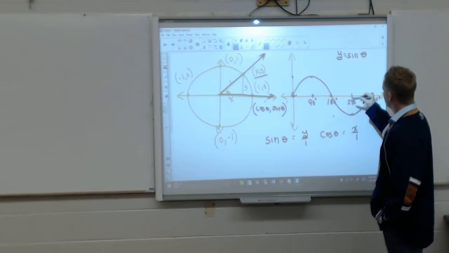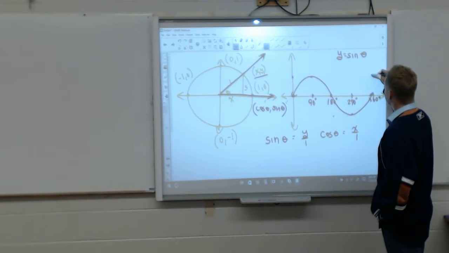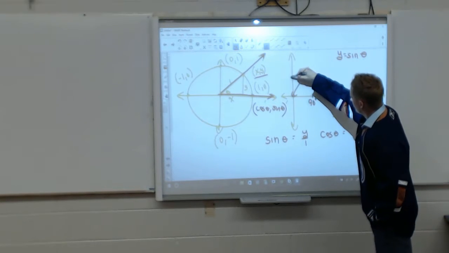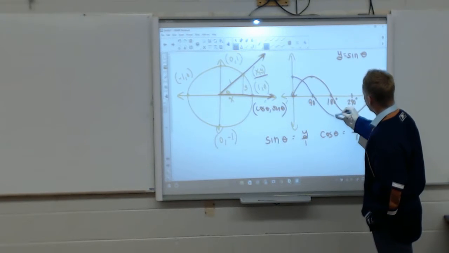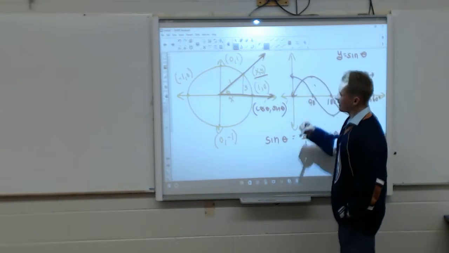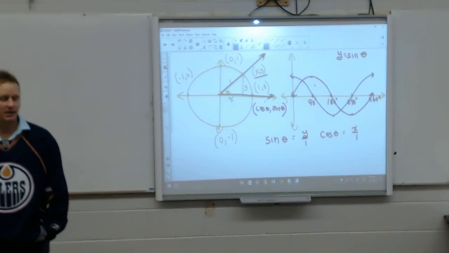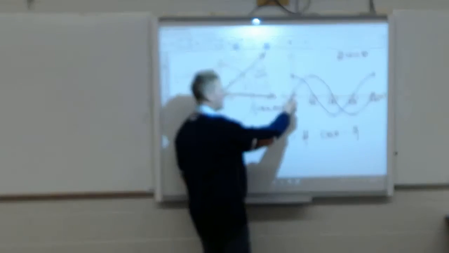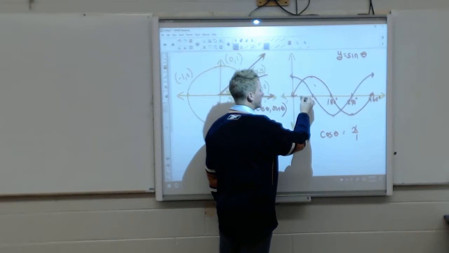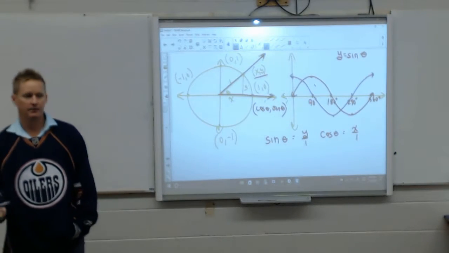Cos of 270? And cos of 360? Back to 1. So what's the difference between the two? The cos graph starts at 1, at its maximum value. And the sine graph starts at what we would call our rest position or equilibrium position, at 0. And then it goes up and to the right.